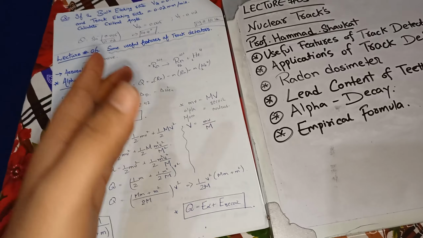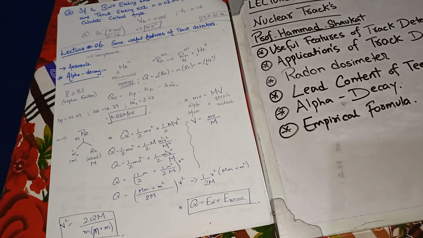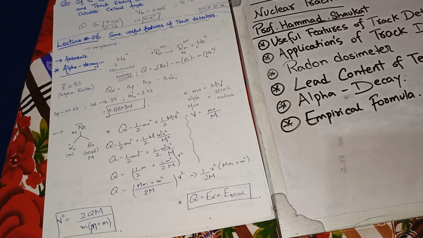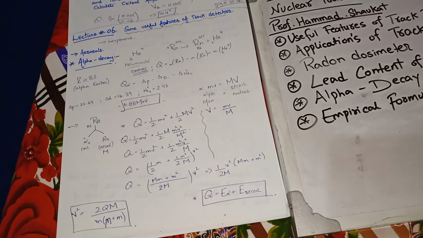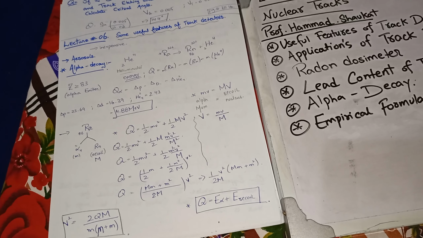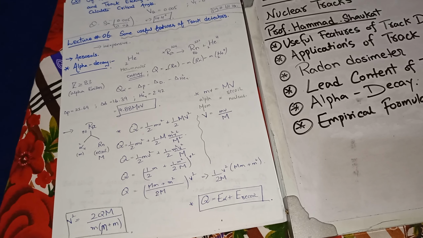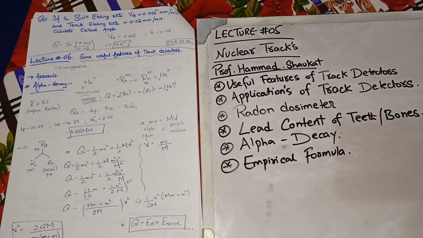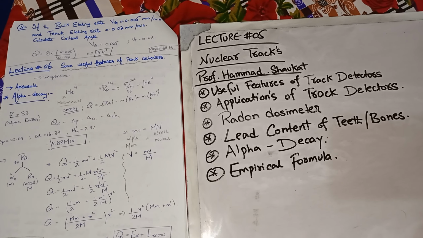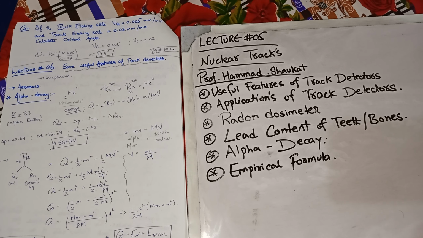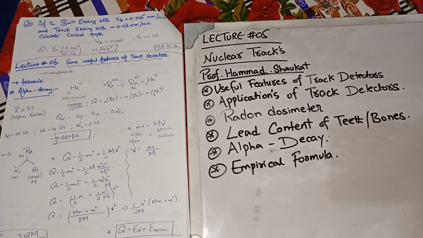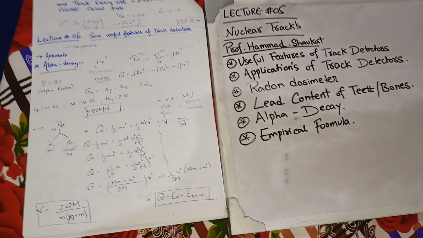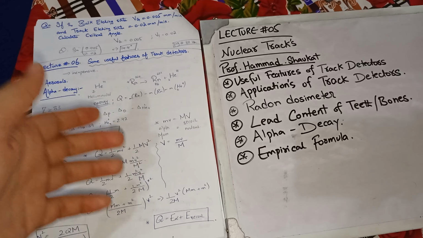The charge and energy discrimination of these track detectors has been found to be better than other nuclear emissions. So these are the useful features of the track detectors. Now we will discuss shortly the applications of track detectors. What are the applications of these track detectors?